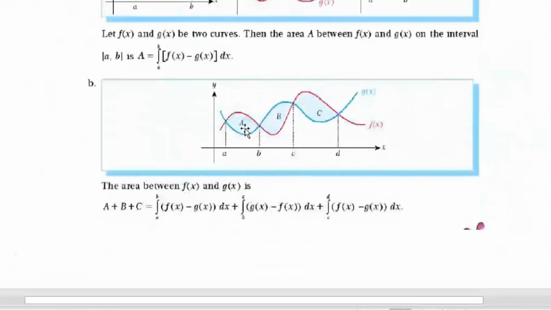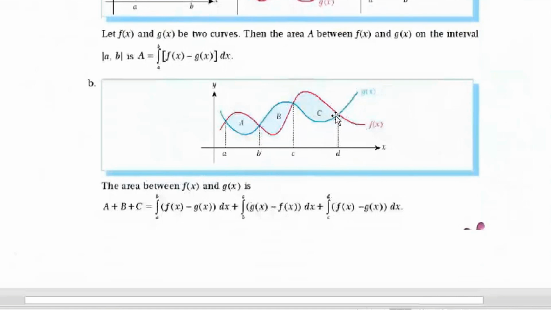And the second term here now, the line above is the blue one, that is for g of x. That is why we have here g of x minus the graph below that line, which is the red one. That's why we have f of x. So therefore, we have here now g of x minus f of x dx evaluated from b to c.